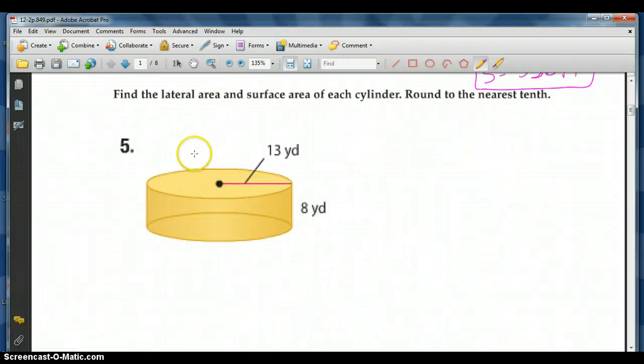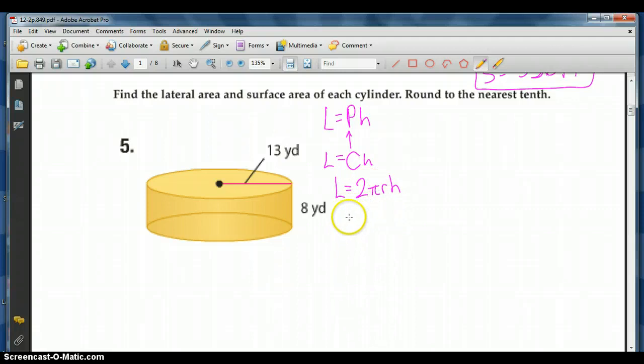Number 5, find the lateral area and surface area of each cylinder, round to the nearest tenth. So my lateral area in general is perimeter times height. Now the perimeter of a circle is its circumference. So lateral area of a cylinder is circumference times height. So circumference is 2 times pi times the radius. So what we end up getting here is the lateral area of a cylinder is 2 pi RH.